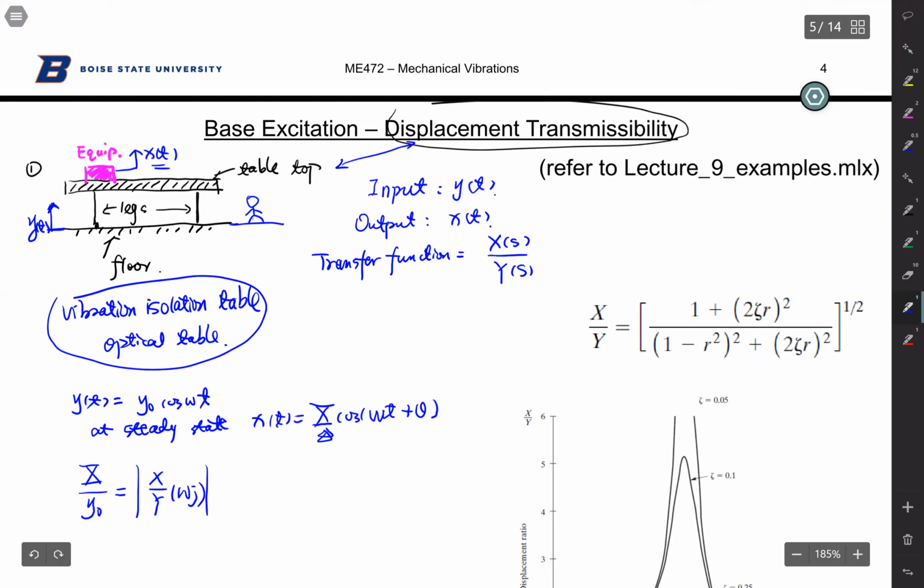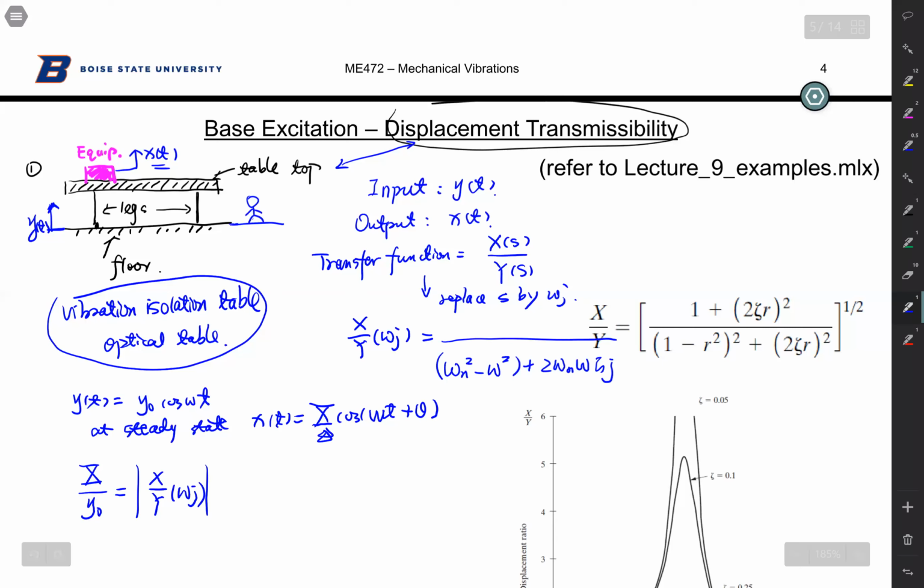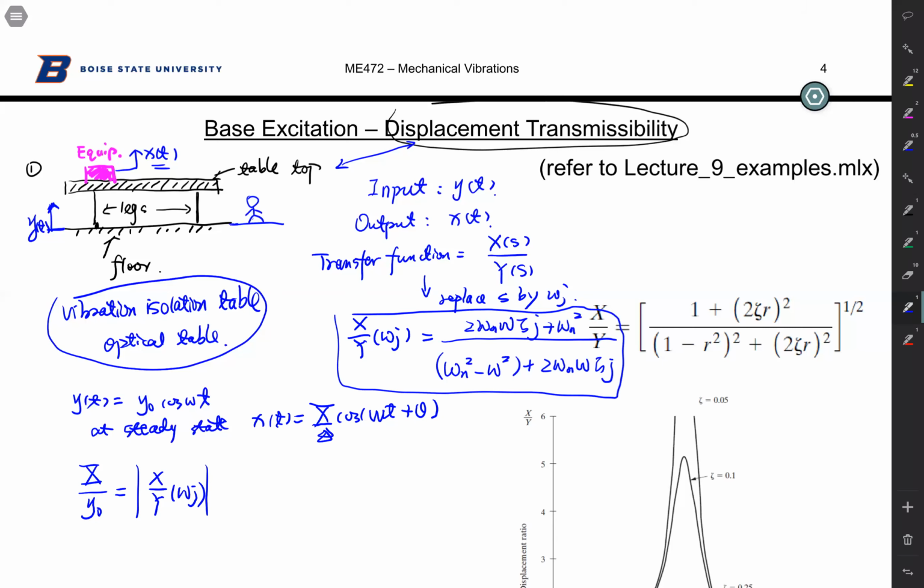How do you get X over Y at omega j? You just replace the s in your transfer function by omega j. And then you're going to have this complex equation. Let's copy and paste. You have omega n squared minus omega squared plus 2 omega n omega zeta j on the bottom. On top, you have 2 omega n omega zeta j plus omega n squared. You already find these complex numbers, and then your ratio is the magnitude of this.